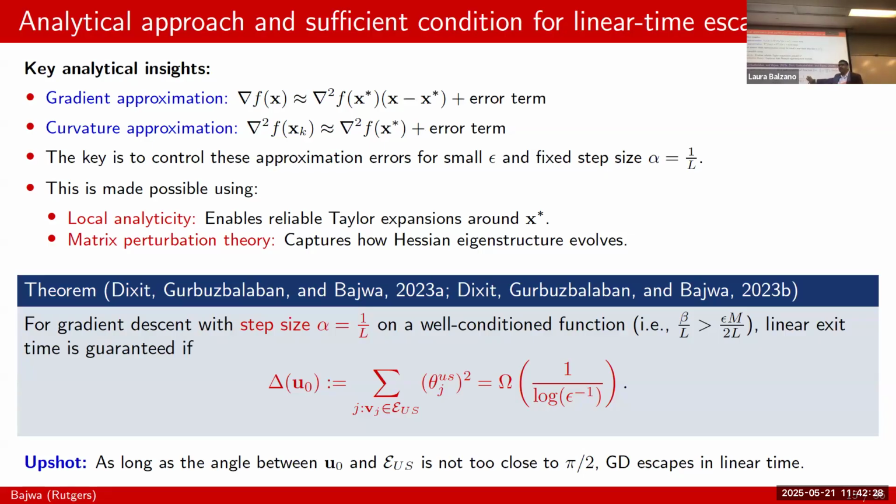Effectively, it is still saying the same thing, that as long as you are not too close to the stable subspace, or the angle between the unstable subspace and your initialization is not too close to being pi by 2, you can escape in linear time. This is a sufficient condition. You are guaranteed escape in linear time in that case.